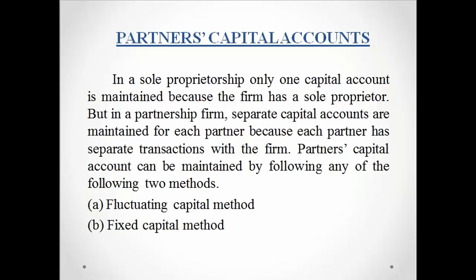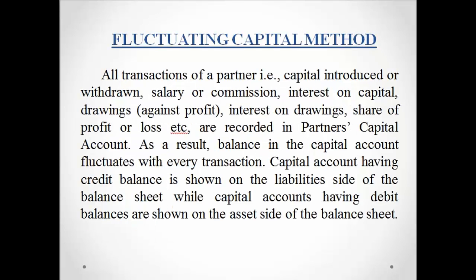And for maintaining partners capital account, there are two methods. The first one is called fluctuating capital method, and the second one is called fixed capital method. Once again, I repeat, for maintaining partners capital account, there are two methods: one is called fluctuating capital method, one is called fixed capital method. Now I will explain the first method of maintaining partners capital account, which is called fluctuating capital method.